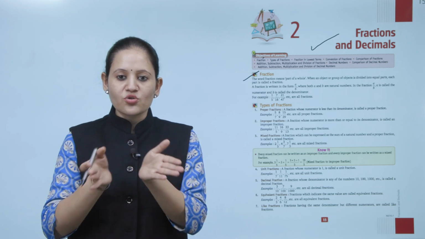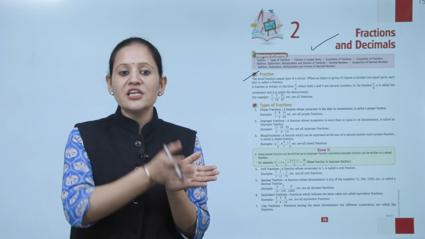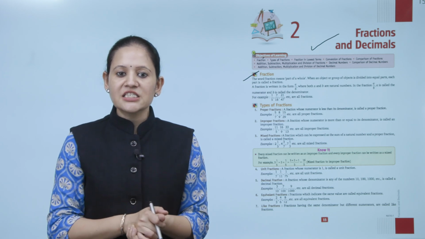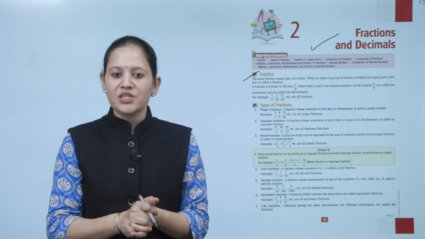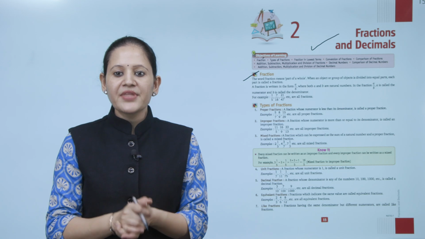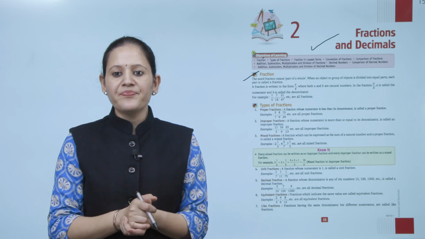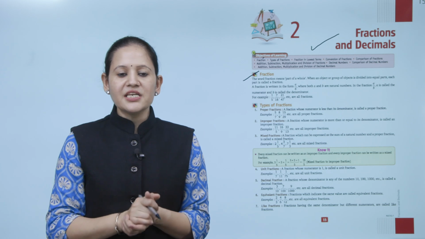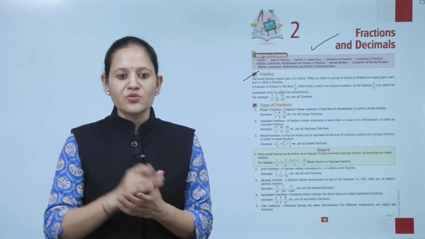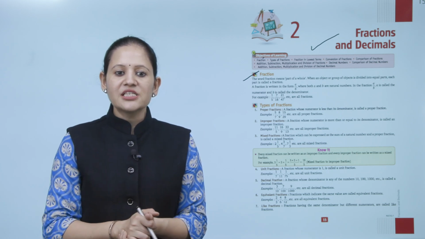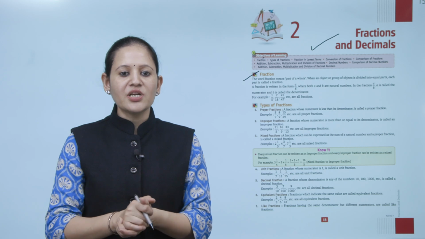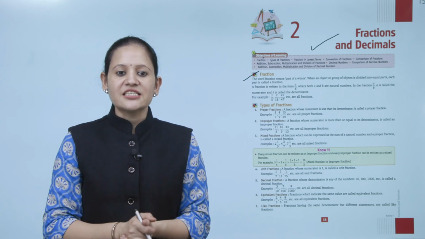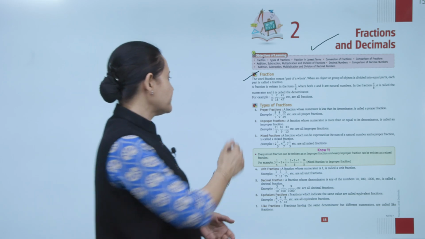When we divide a whole into parts, that part is known as a fraction. A fraction is written in the form of a upon b, where both a and b are natural numbers. In the fraction a upon b, a is called the numerator, the upper part, and b is called the denominator, the lower part. For example, 1 upon 5, 7 upon 18, 1 upon 47, etc. All these are fractions.